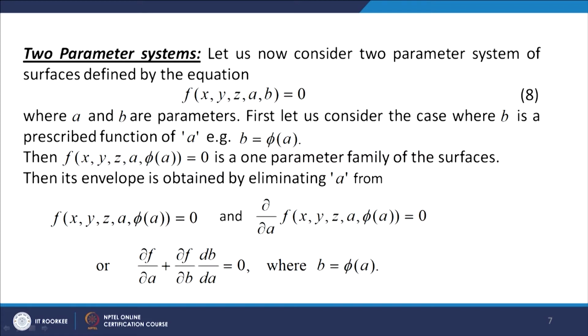Its envelope is obtained by eliminating a. Now, it is a one parameter system of surfaces. So, its envelope is obtained by the equation f(x, y, z, a, phi(a)) = 0 and its partial derivative with respect to a equal to 0. Now, the partial derivative of this f(x, y, z, a, phi(a)) = 0 with respect to a can also be written as partial derivative of f with respect to a plus partial derivative of f with respect to b, b is phi(a), into db/da equal to 0. So, this equation is another way of writing the partial derivative of f(x, y, z, a, phi(a)) with respect to a equal to 0.